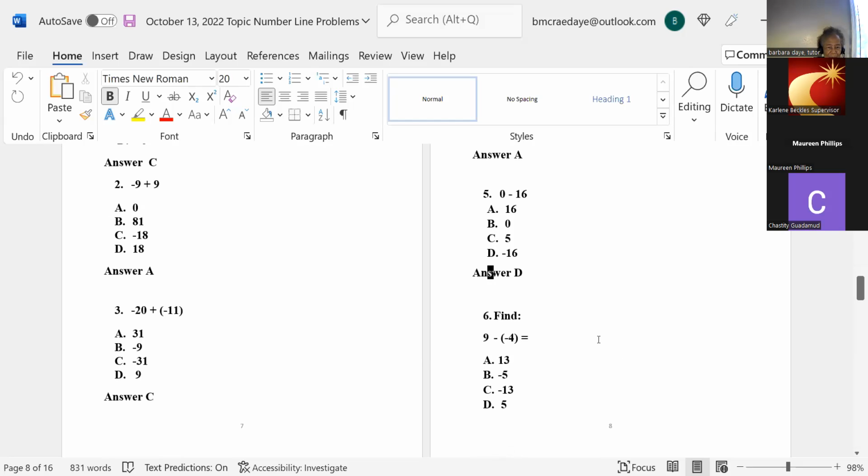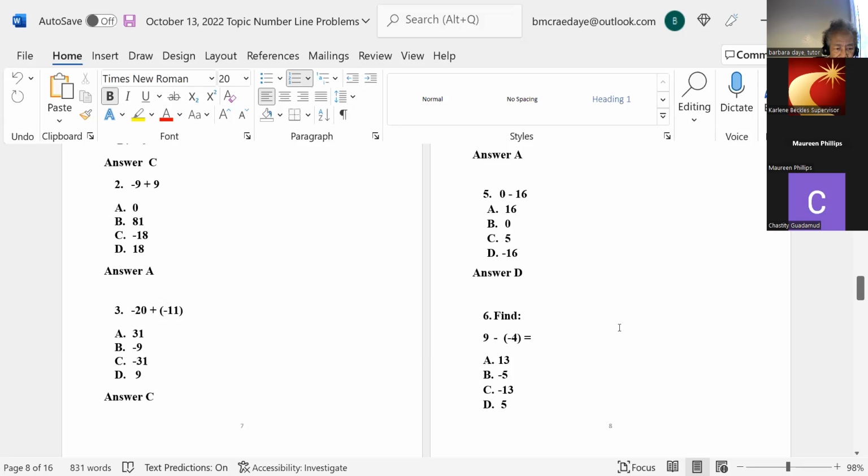Okay, now you're at number 4. 9 minus a negative 4. Minus here means subtraction. Minus here means the sign on the 4. Now notice the difference now. This minus is the operation subtraction. 9 minus. This minus 4 is the sign on the 4. So what would be the answer for this one, Maureen, and why?